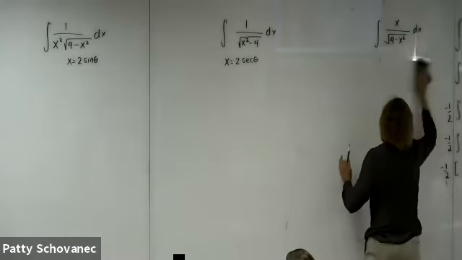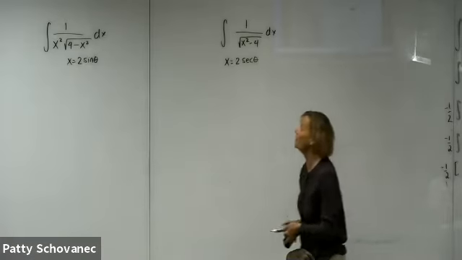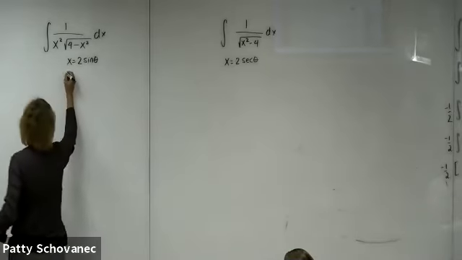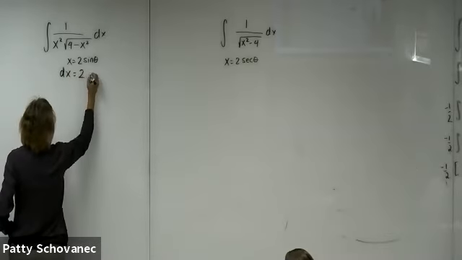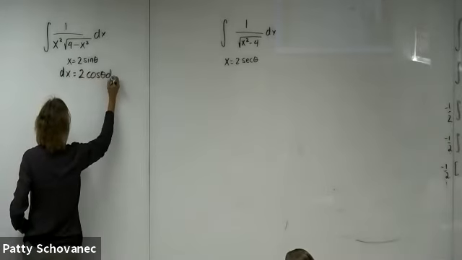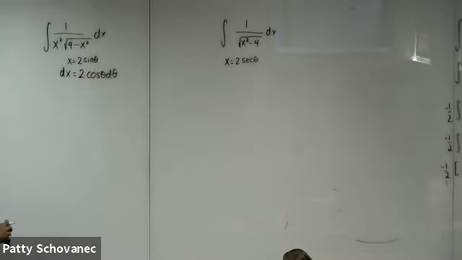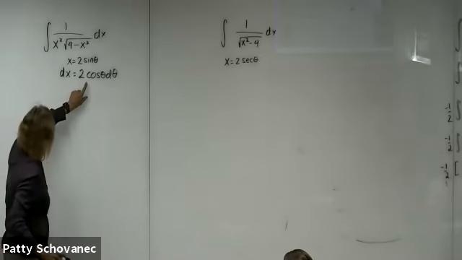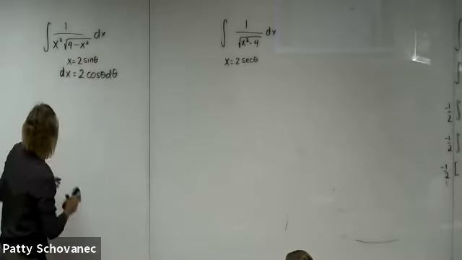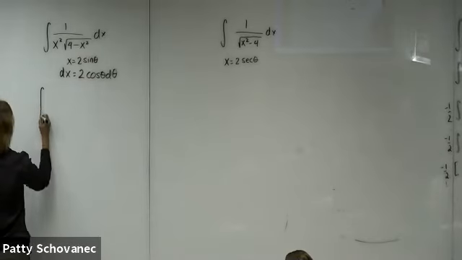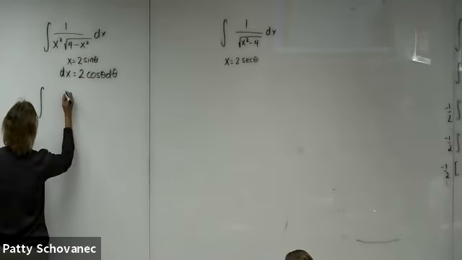All right, I'm gonna finish them. You can watch if you want, or you can play along. Either case, you need a dx. I haven't memorized a single thing on this page yet, but I will by Wednesday. Okay, so the dx is 2 cosine theta d theta. Since x is 2 sine theta, x squared is gonna be 4 sine squared theta.